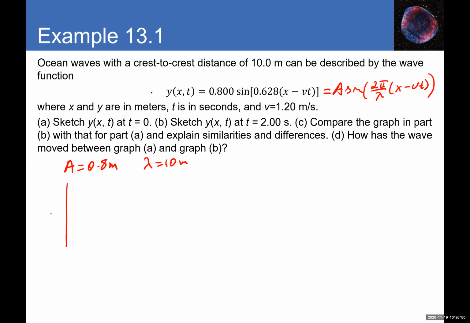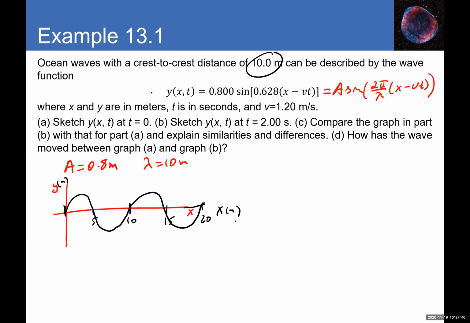So then I can graph this, where y is a function of x. Well, I know one thing: it's a sine function where going from one position to another position of the same wave has to be 10 meters, because that's my wavelength. So if I mark 5, 10, 15, 20, my graph is going to go like this. Let me try to do it a little better. So this is my wave, y in meters as a function of x in meters, something like this.